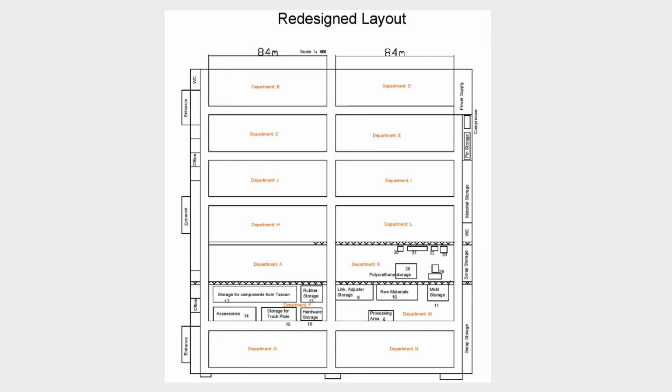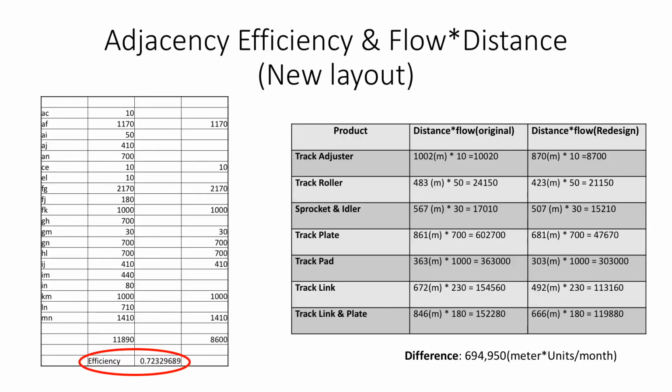After using CRAFT and getting the new layout, we calculated the new efficiency, and it's around 72%. Comparing this value to the previous efficiency, which was around 40%, this shows a significant improvement. Also, we calculated the flow times distance values for the new layout. Our objective was to reduce the flow times distance, and comparing the new value and the original value, it shows that we have achieved our objective.